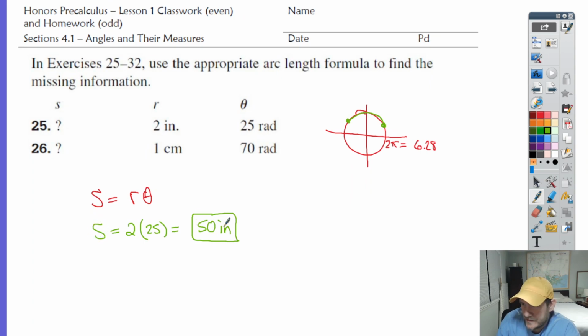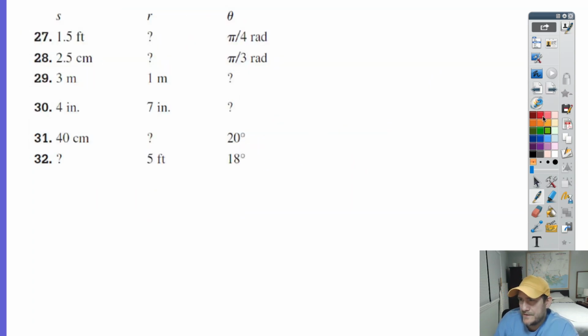When we calculate arc length, it's going to be in whatever units the radius was in. So this one's inches. Obviously 26 would be 70 centimeters. It's just going to be the radius times the theta. And I don't think these get confusing. When you get to the next one, suddenly r is my variable, but so what? For 27, if s equals r times theta, then you plug in the two values that you do know. If s is 1.5, then you plug that in. If r is your variable, then leave r alone and plug in theta. It's pi over 4, sorry.